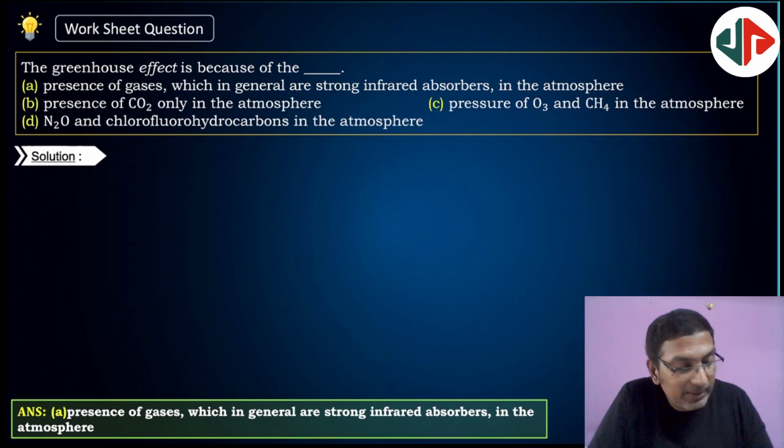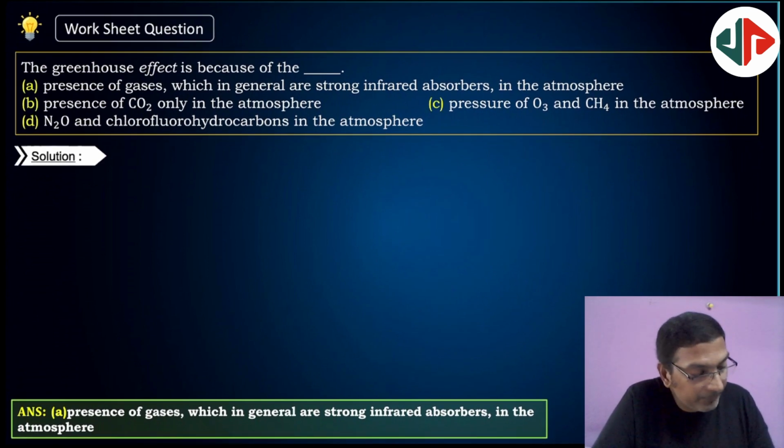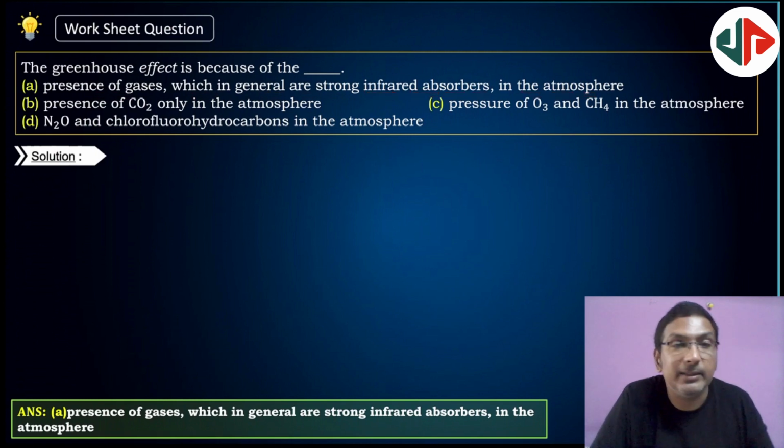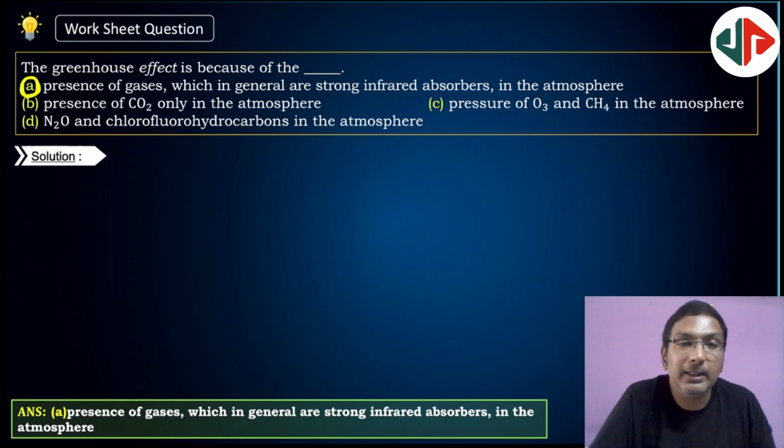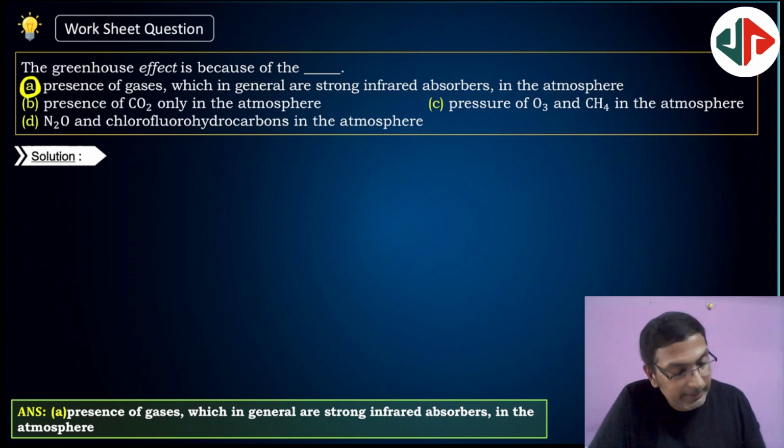The greenhouse effect is because of the presence of gases which in general are strong infrared absorbers in the atmosphere. They can absorb IR radiation. Therefore, temperature of Earth's surface increases. Clearly, option A. Next.